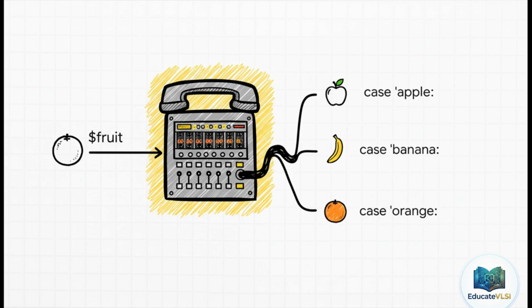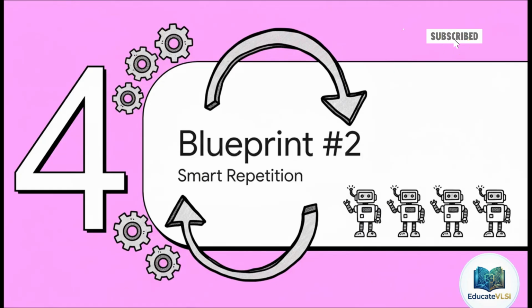It's an incredibly tidy way to handle situations where you have multiple specific options, like choosing a character in a game or picking an item from a menu. All right, our next set of blueprints. These are all about being efficient, working smarter, not harder.